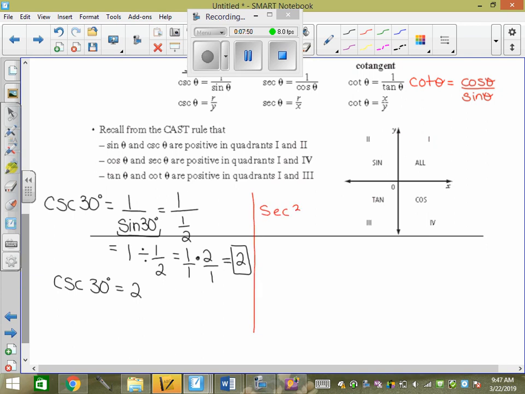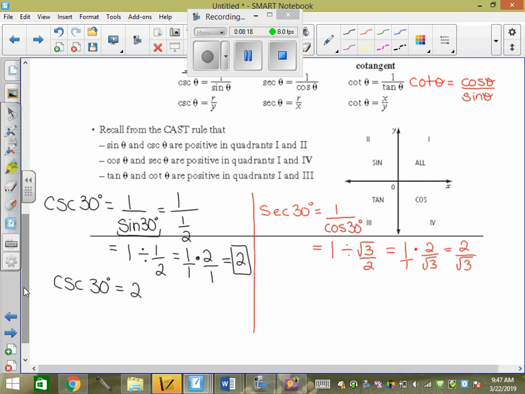Secant of 30 degrees equals 1 divided by cos of 30. So we're going to get 1 divided by root 3 over 2. And when we divide, what do we do? Invert and multiply. You can guess. 1 times 2 over root 3. So I'm going to get 2 over root 3, which is a lovely answer.